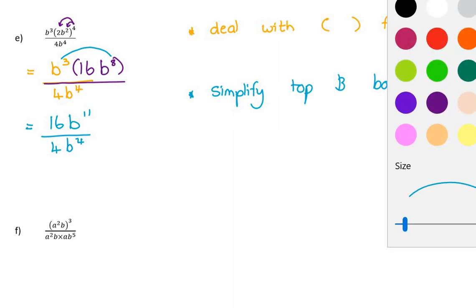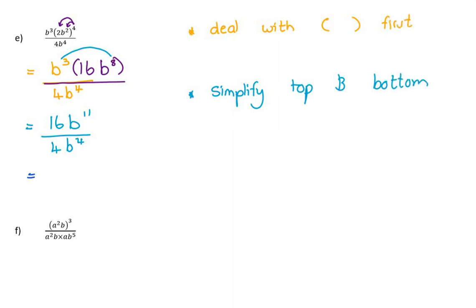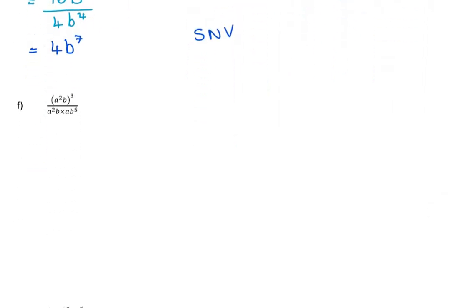Okay, now when I'm dividing, I simply do signs, numbers, variables. So there's no signs to worry about, but 16 divided by 4 is 4. If there's 11 b's at the top and 4 at the bottom, 4 can cancel, which will leave me with 7 at the top, because that's where I had more to start with. So what seems like a little bit more of an interesting question, because there's brackets and there's a fraction, actually lands up being not too bad at all. You just got to go step by step.